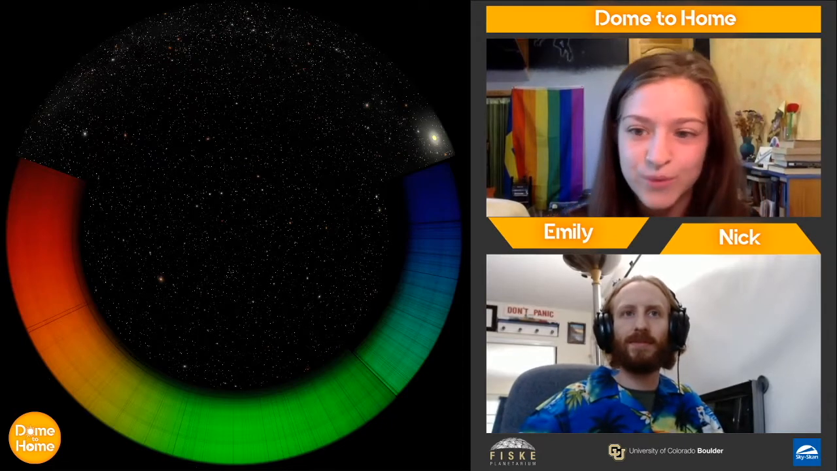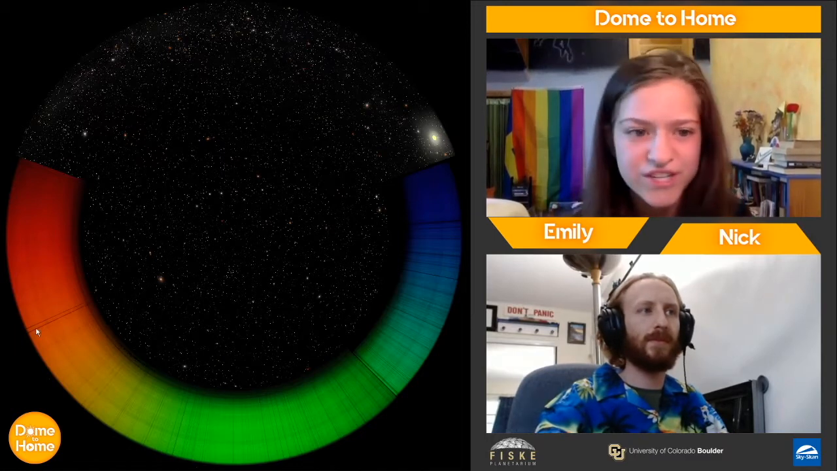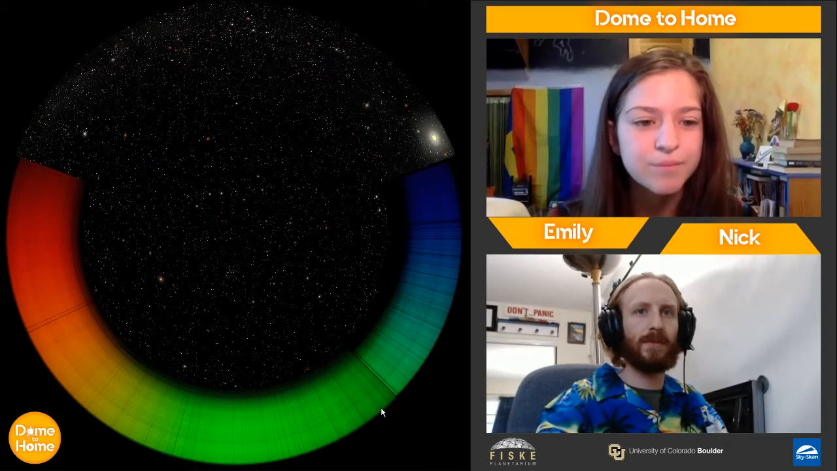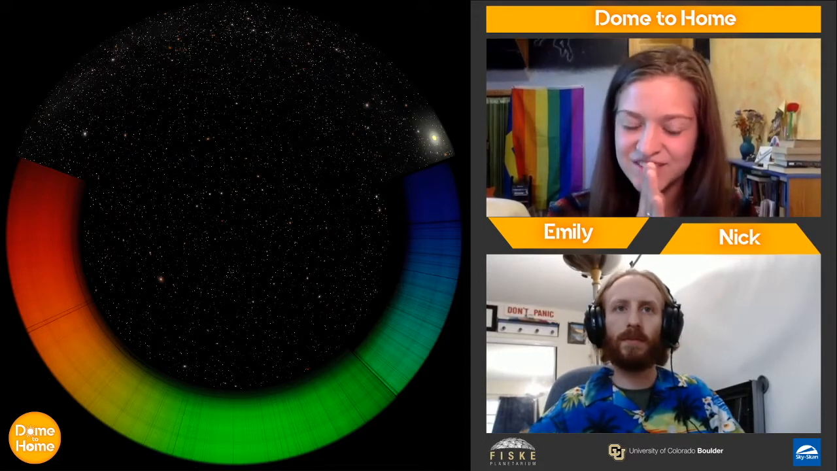But we see some features in this rainbow. There are some black lines, and that's not a problem with our instruments or our detection. Those black lines are called absorption lines, and they're missing colors. And why are they missing? It's because they have been absorbed somewhere between the light leaving the sun and the light hitting our telescopes. And this would be in the sun's atmosphere. The sun has its own atmosphere and absorbs some of these specific wavelengths.